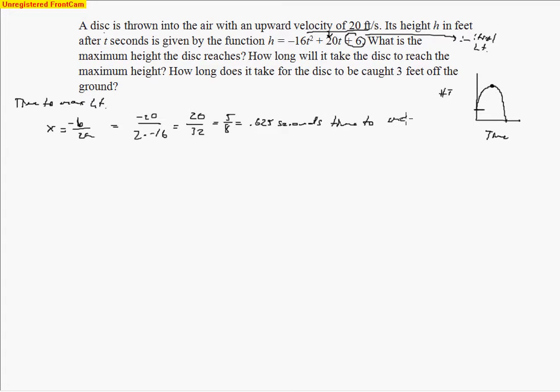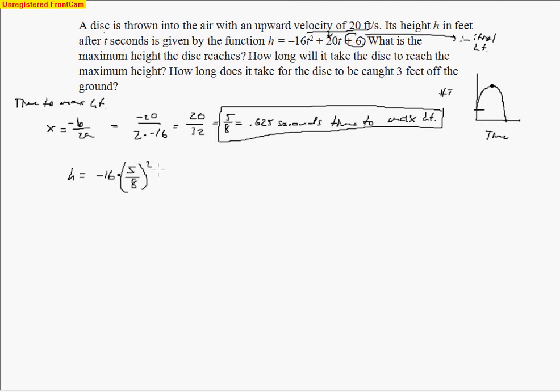So it didn't take too long, not even a full second. Max height. So let's find out what that maximum height is. We're just going to substitute that back into the formula. I use the fraction form, so negative 16 times 5/8 squared, and then plus 20 times 5/8, and then plus 6. And so we'll do that on the calculator.